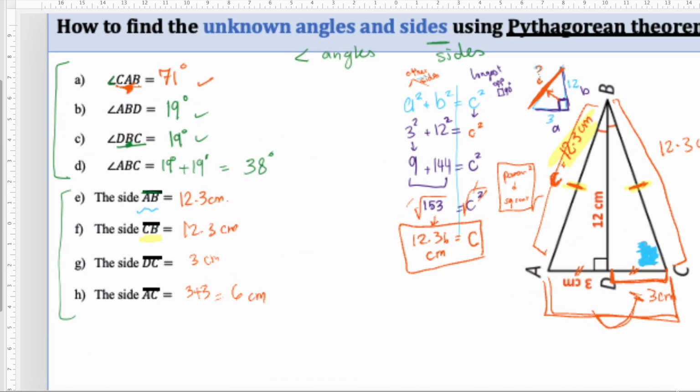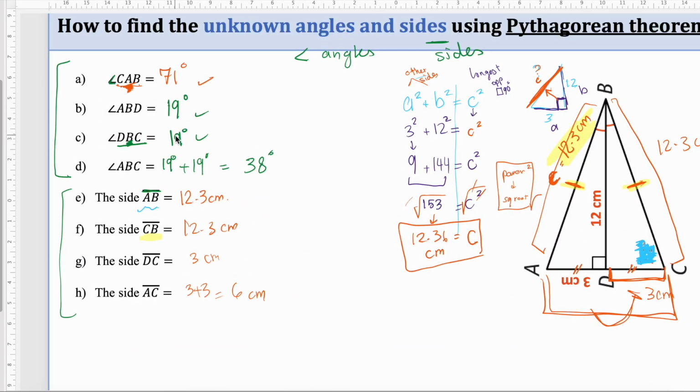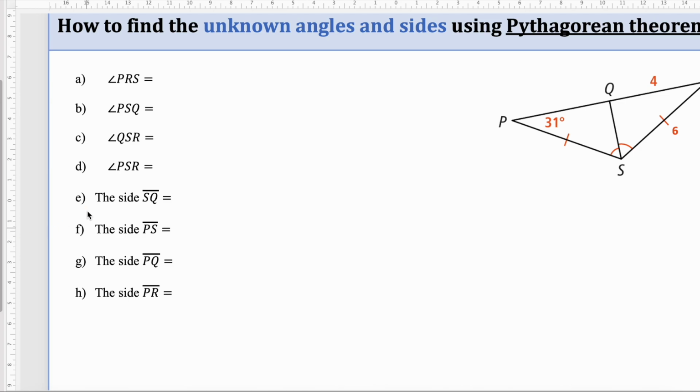So in this example, we only were doing work to find a missing side, and the rest of the sides are easy. And we had to work to find this missing angle, which was 19, and the rest of the angles were easy. Okay. One more example on Pythagorean theorem. I feel like that's more than enough.